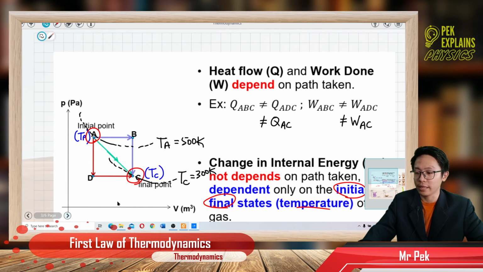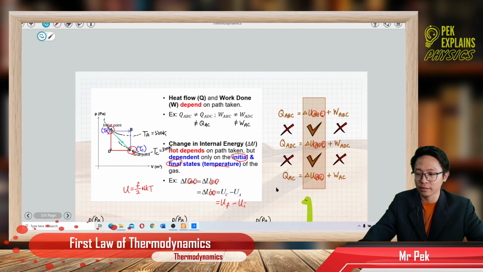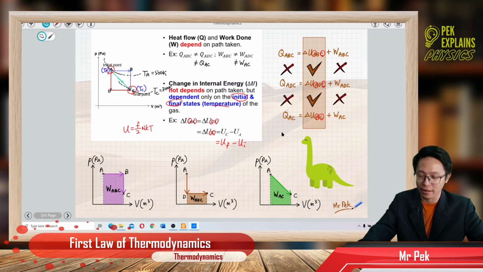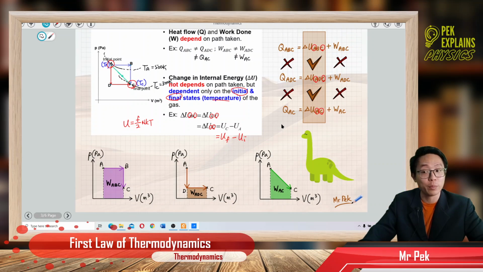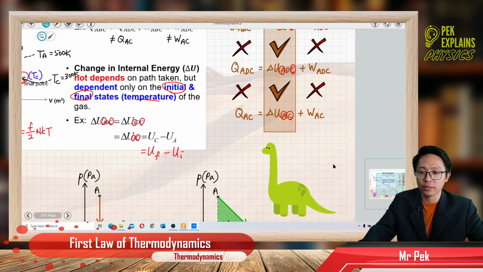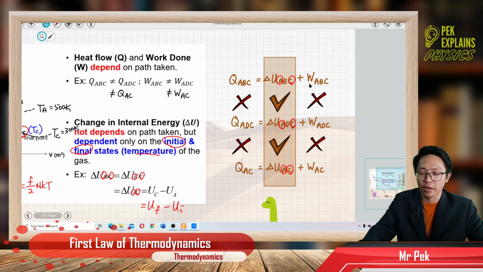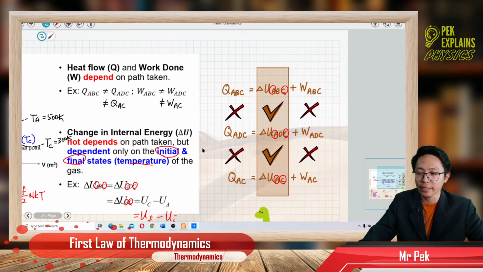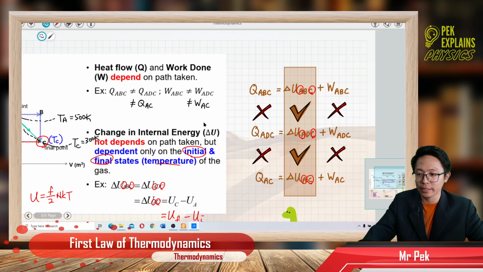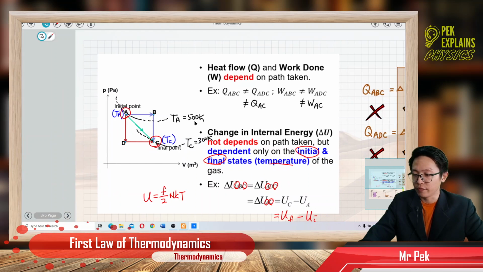Okay, let's look at these three paths. Do they have the same work done? The answer is obvious. Let's discuss the work done of these three paths. We have three paths: ABC, ADC, and AC. What is ABC again? Let's look at these three paths. We have ABC. Look at the arrow, the first one.